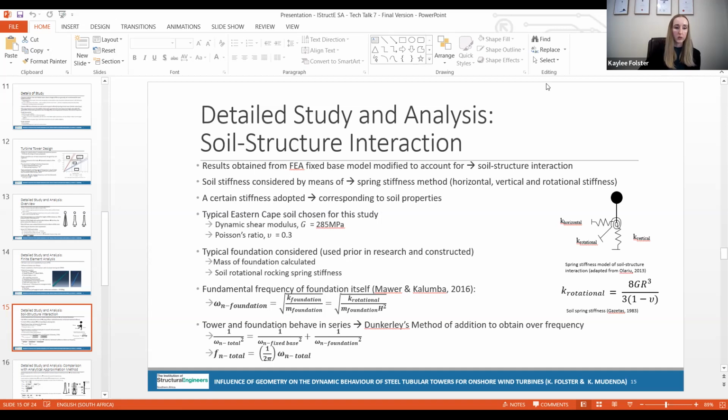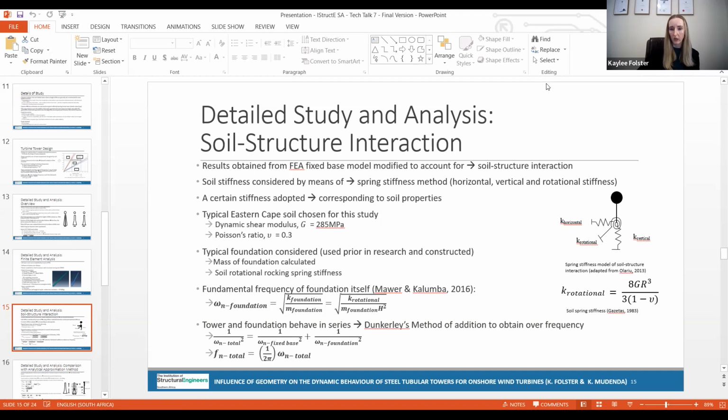So we made use of typical soil properties from the Eastern Cape area, and this is an area where many other studies have been carried out, and a lot of wind turbines have actually undergone construction in this area. So we used those typical soil properties, and then we also used a typical foundation type. So that then allowed us to calculate the natural frequency of the foundation, taking into account the specific soil properties.